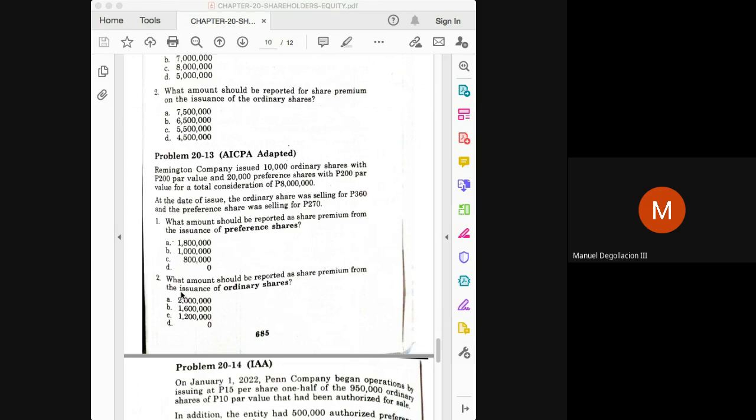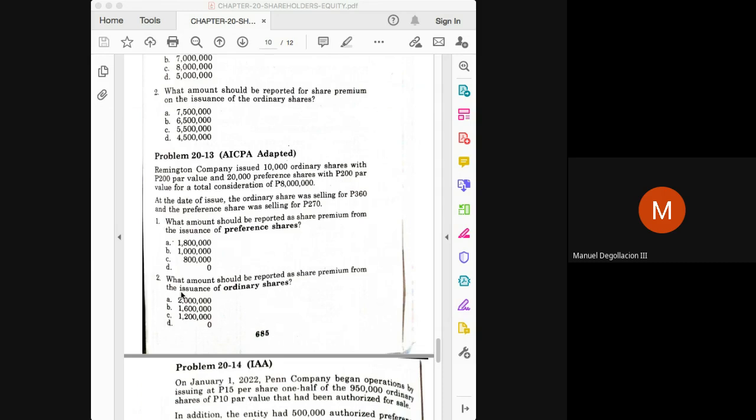Unlike in problem 20-12, we gave a special treatment to the debt instrument and we just gave the residual to the equity instrument. Since here in problem 20-13, they are both equity instruments, they will be treated the same. So the allocation of the 8 million price, the 8 million basket price, would be based on their fair value. Okay, but that's another thing you have to remember. If you're given the basket price for two kinds of equity instrument, then they will have to be allocated based on their fair values.